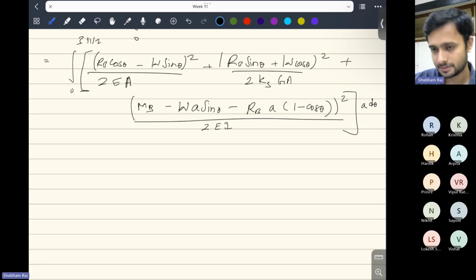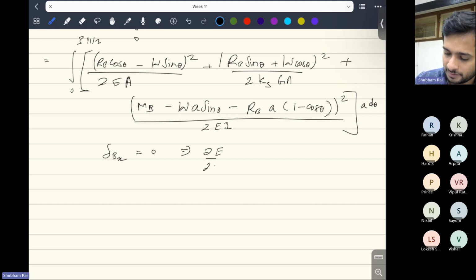Anyway, also we say that since there is no horizontal movement allowed at point B, the horizontal deflection at point B, del Bx, will be 0. In x direction at point B, the deflection will be 0. So we can say that it means del E by del RB, right? Because at point B, RB is the force in horizontal direction. So that should give del Bx, the displacement in horizontal direction at point B, and that should be 0. If you differentiate this expression with respect to RB and put it equal to 0, finally you will get 0 to 3 pi by 2.